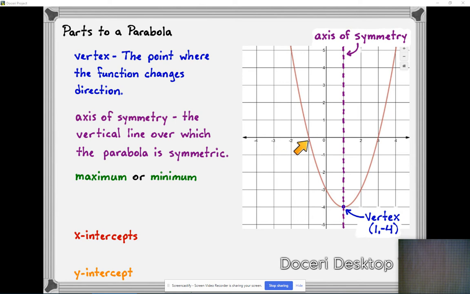Another point would be right here. This is 2 units away from the axis of symmetry. This point is 2 units away from the axis of symmetry. This point up here is 3 units away, and this point over here is 3 units away.